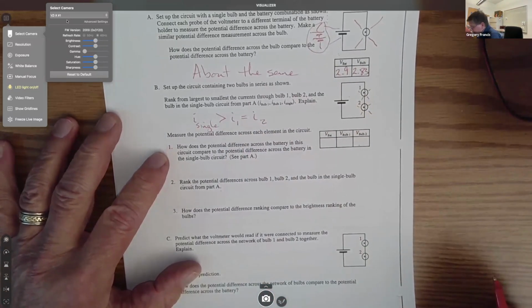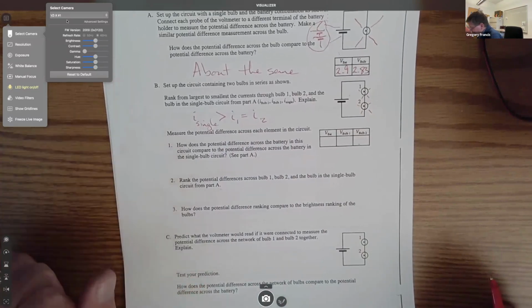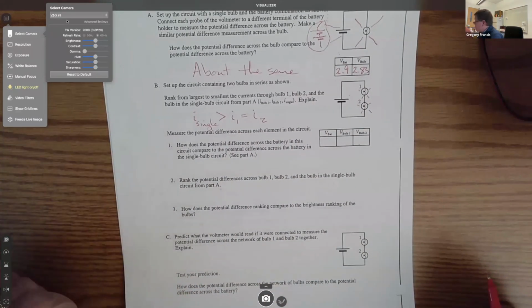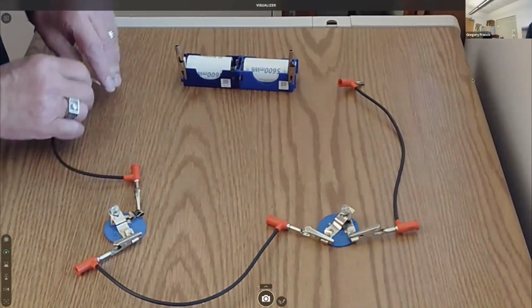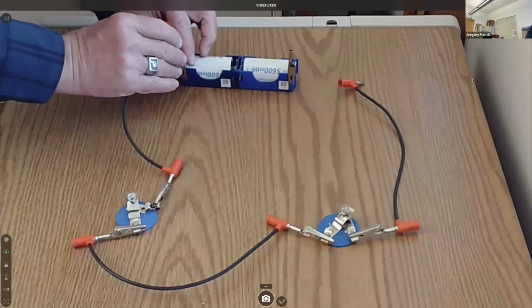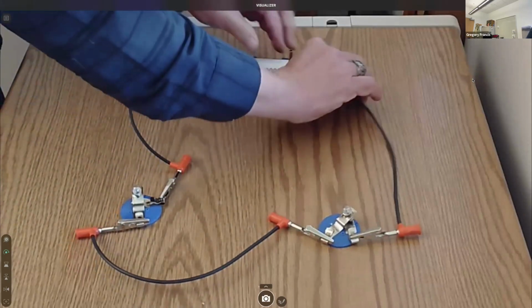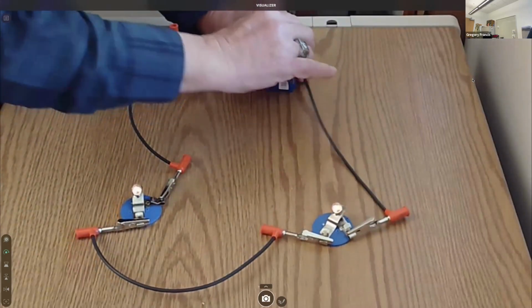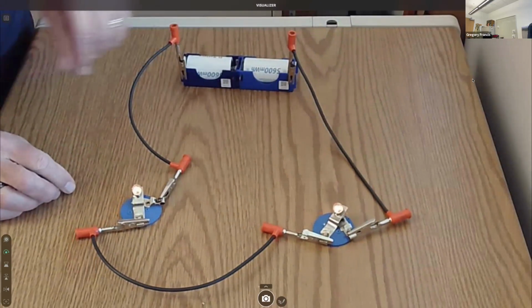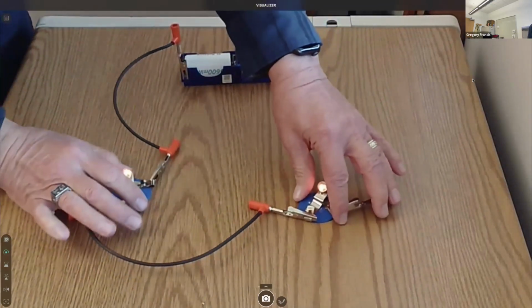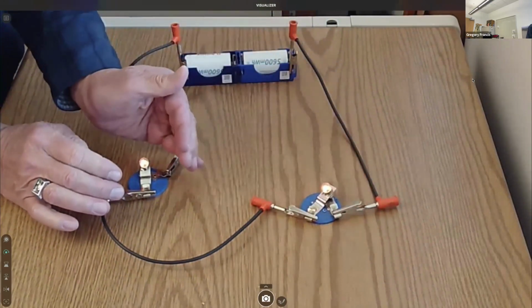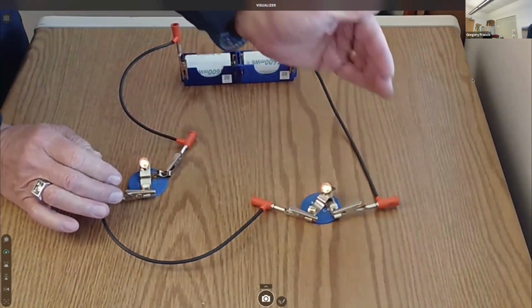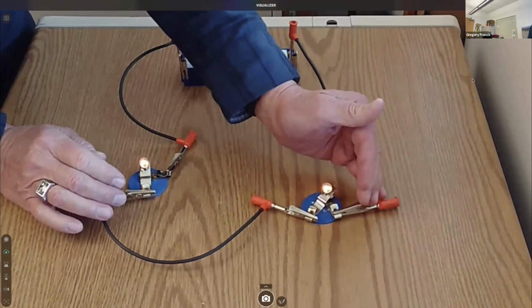Now, let's measure the voltage difference across each element in the circuit. Let's look at the second experiment. Here we hook two bulbs that are in series with each other. And I'm not sure if you can see that well over the zoom, but these are much dimmer than the single bulb, but they look identical to each other.